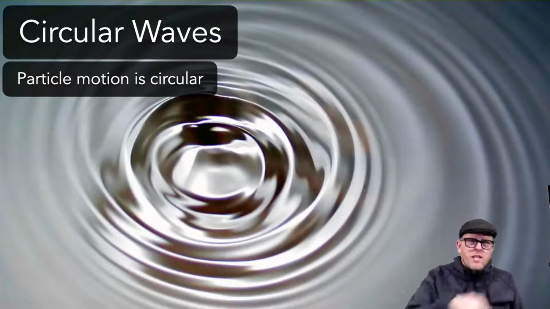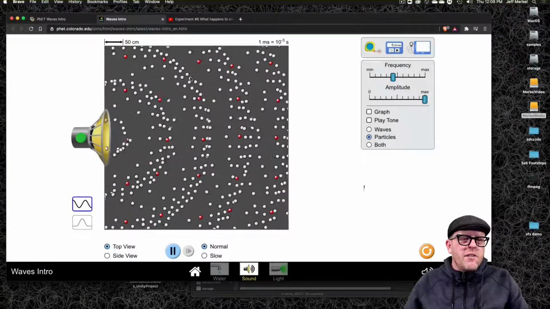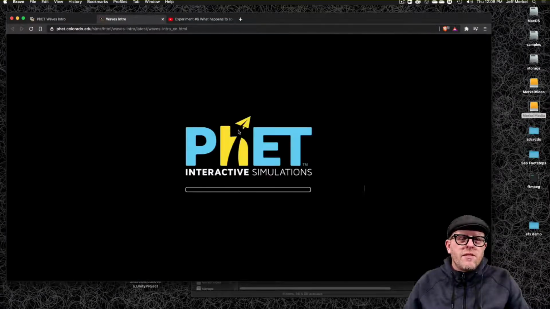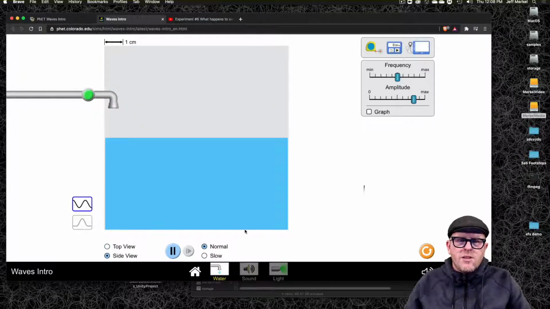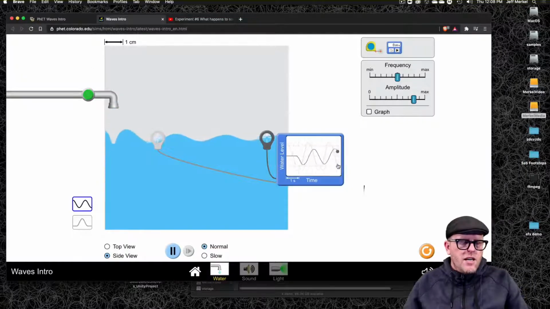This is where the particle motion is circular, and this is like water waves. We can witness this one if I go back out of this, and I have the waves intro right here. I think I have the ability in here to show it. Let's see, side view, to show the particles. I think I can look at it here with this one. I haven't used this one for a while. They're not going to show the particles here.